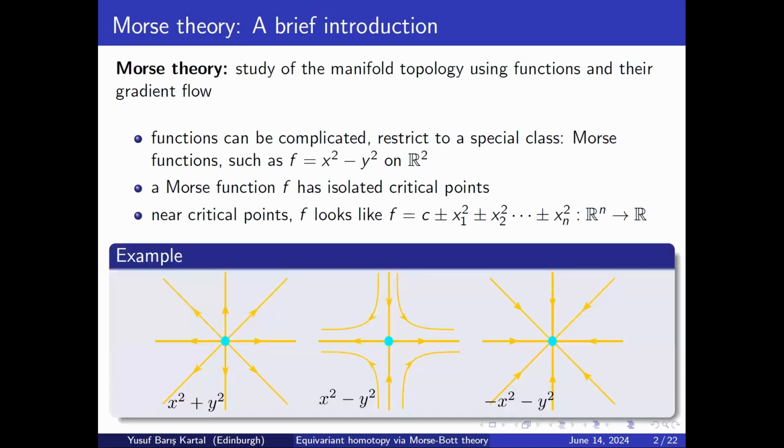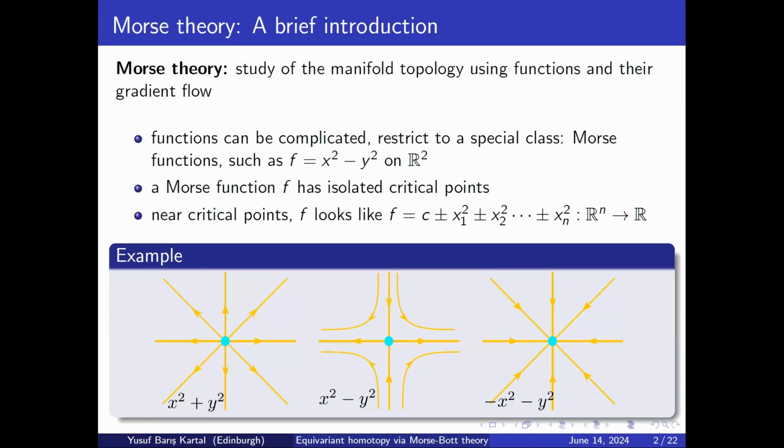So here's some picture. This is the examples in R2. Those are the local examples. Near a critical point, the function can look like one of these three options in R2: x squared plus y squared, x squared minus y squared, and so on. And the blue dots in the middle are the critical points, and the yellow lines show you the gradient flow of it. So for instance, this one is the source. This one will be a sink, etc.